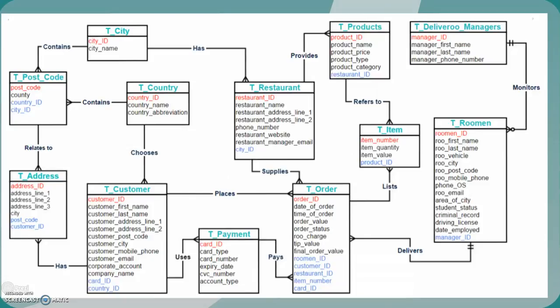The customer then decides what they wish to order and adds the products to their basket. After that, they can then check out, place the order and choose a payment method. The final step is the delivery of a prepared order by a Roo man to the customer. This is monitored by a Deliveroo manager.